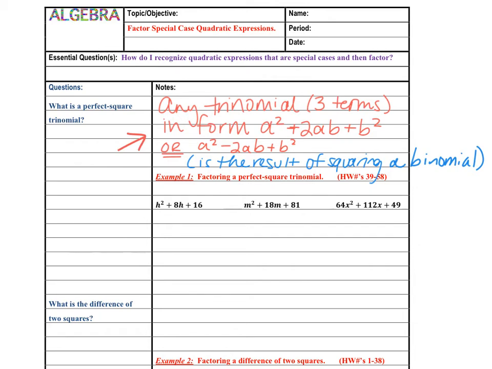So just so we understand, the first and last terms are perfect squares. And then that middle term, 2ab, means that it's twice the product of the first and last term. Well, twice the product of the square roots of the first and last term. I should say that. Okay.